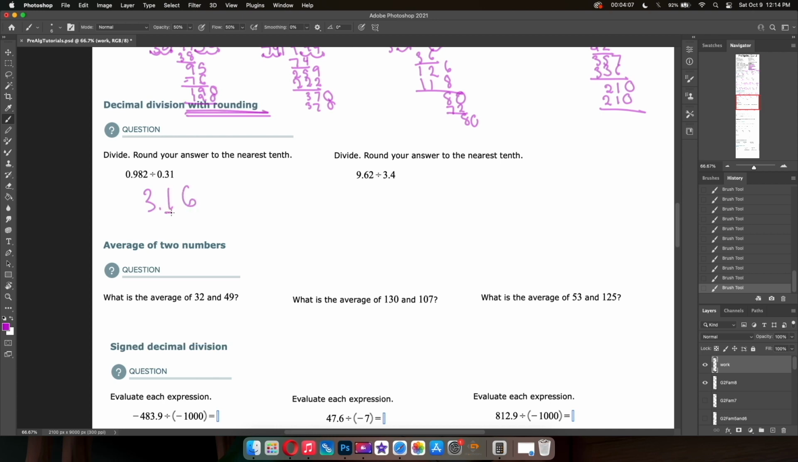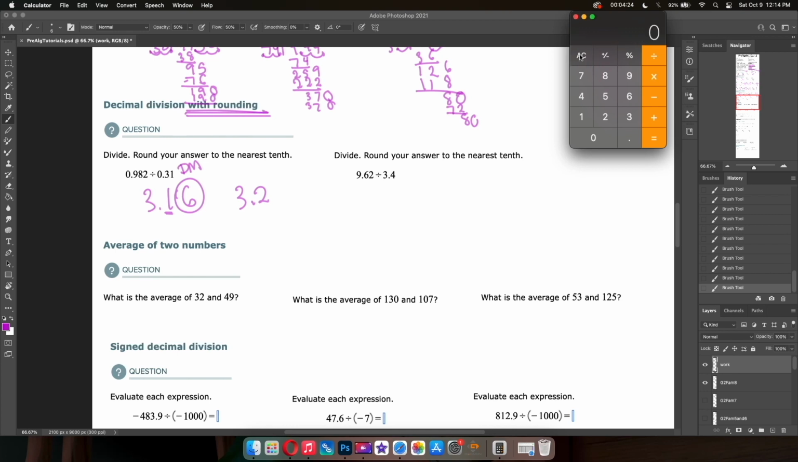1 is my tenths place. 6 is my decision maker. You remember our rounding, I think, all the way back from goal 1. Since it's 5 or more, we're rounding up, so our final answer is 3.2. That's not it. Let's look at this.